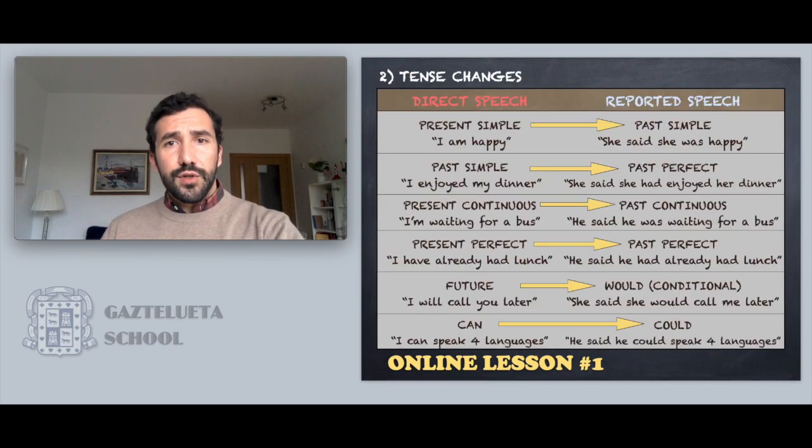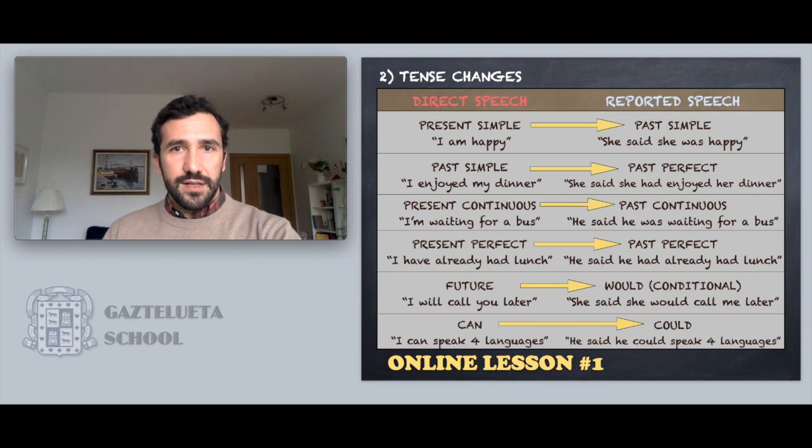Okay, we have to change the tense as well. Okay, el tiempo verbal. In direct speech, we use the present simple. For example, I am happy. In reported speech, we change the present simple into past. She said she was happy.